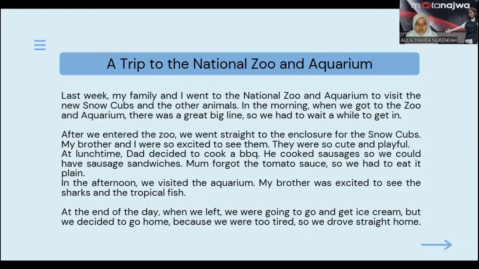In the afternoon, we visited the aquarium. My brother was excited to see the sharks and the tropical fish. At the end of the day, when we left, we were going to go and get ice cream. But we decided to go home because we were too tired, so we drove straight home. Next, please.